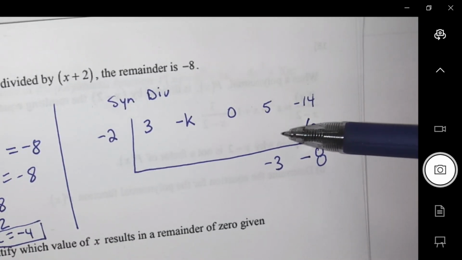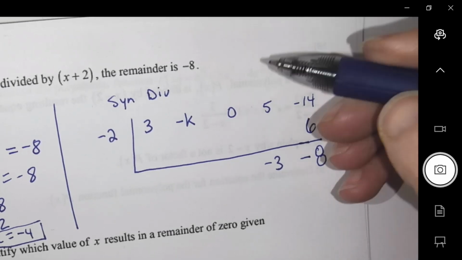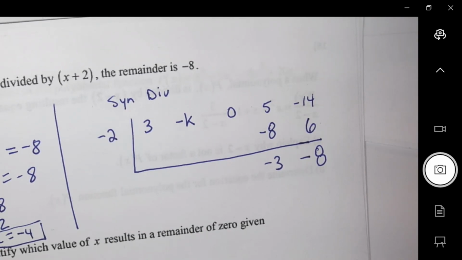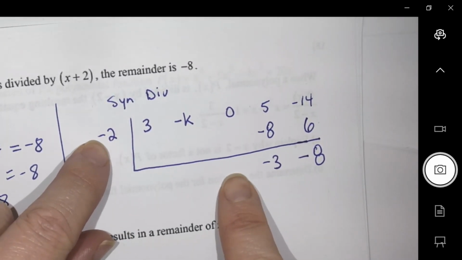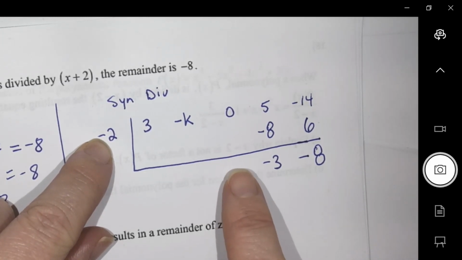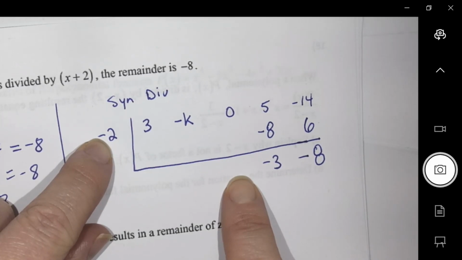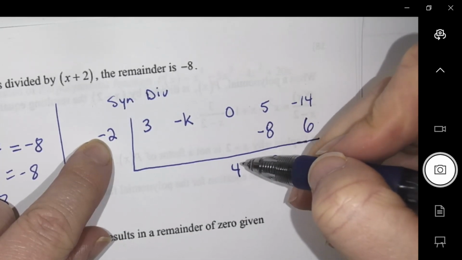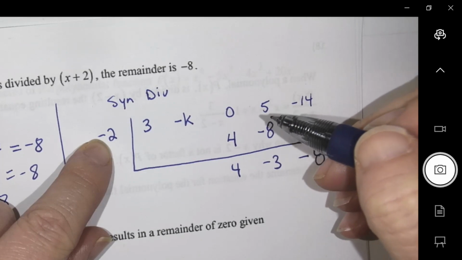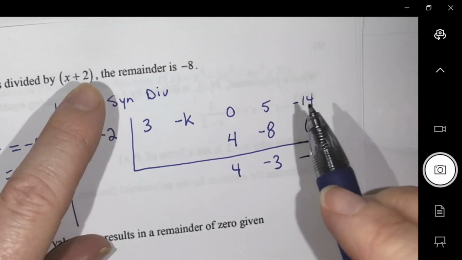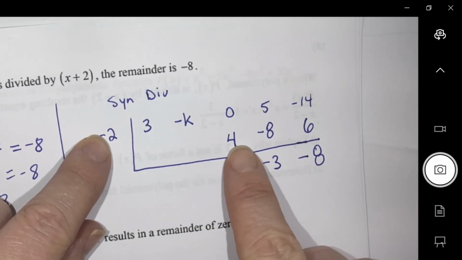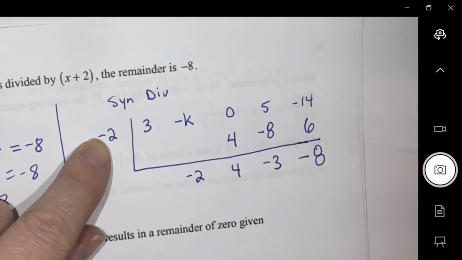What would I need to add? 5 plus what? -8 makes -3. -2 times what down there would have made the -8? 4. 0 plus blank makes a 4. 4. -2 times blank down here made the 4. Negative 2.